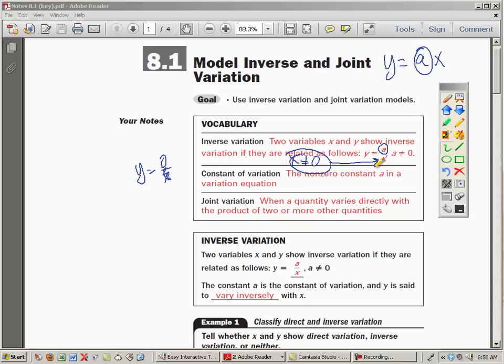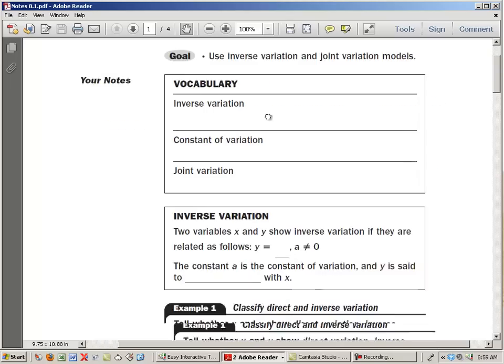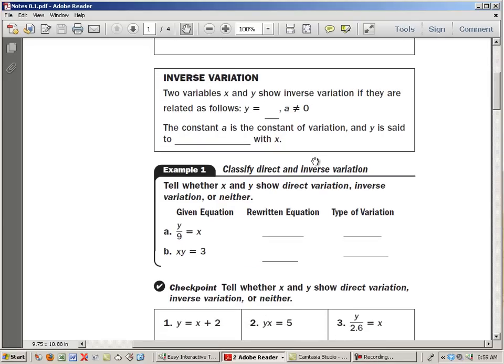Now, joint variation is when a quantity varies directly with the product of two or more other quantities. So it's again a direct variation where we're varying with two or more other quantities. So we might have an x, a y, and a z now. Again, throwing a third variable at you, but not too terribly difficult when we get to that piece. All right, so let's take a look at a few examples and see if we can make some sense out of this idea of inverse variation.